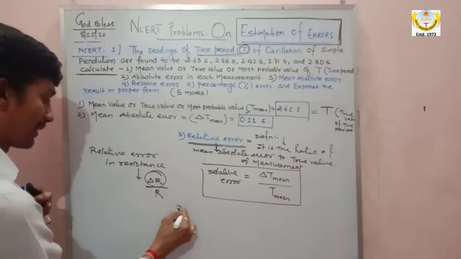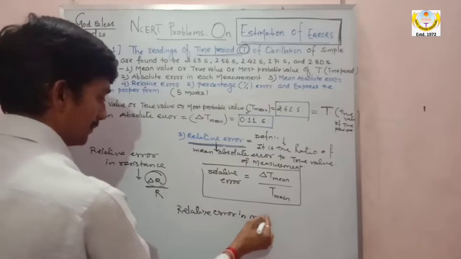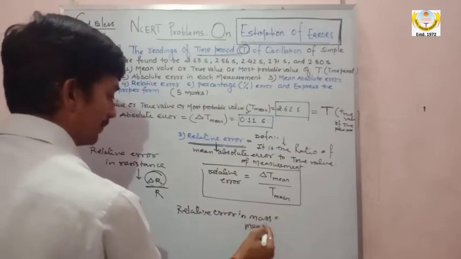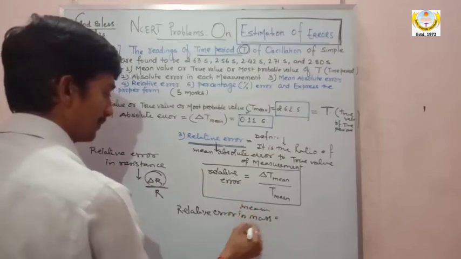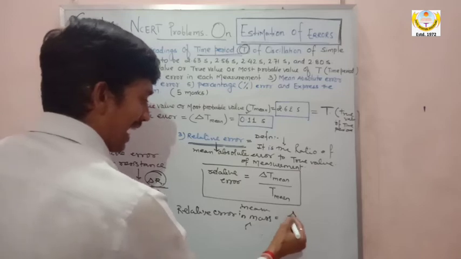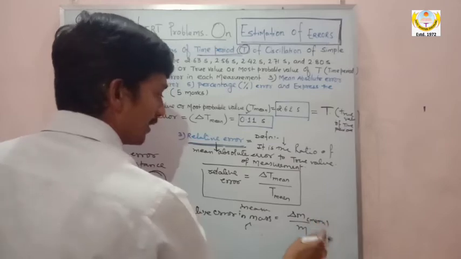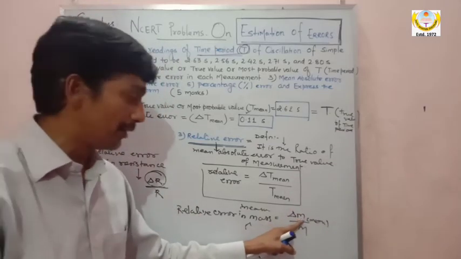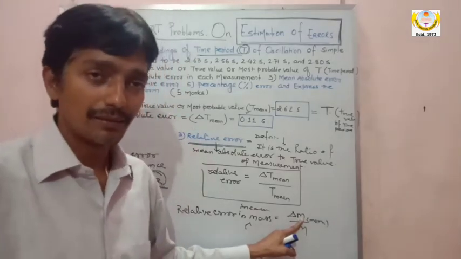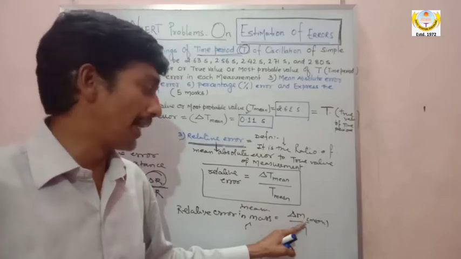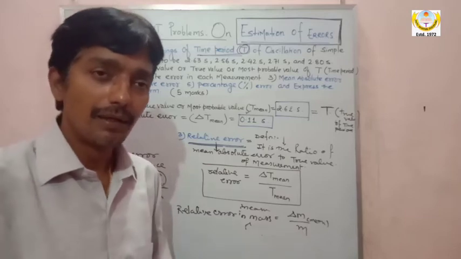What is relative error in mass, in measurement of mass? Sir, easy: delta M upon M. But don't forget that this is the mean. While writing the formula, we just write delta M, but you should pronounce it yourself: in the numerator it is the mean absolute error, divided by its true value. Am I clear, my dear?